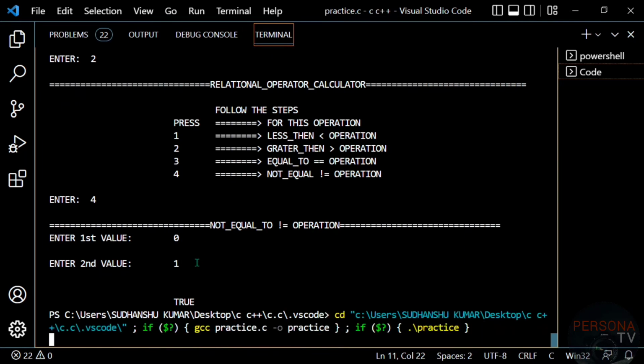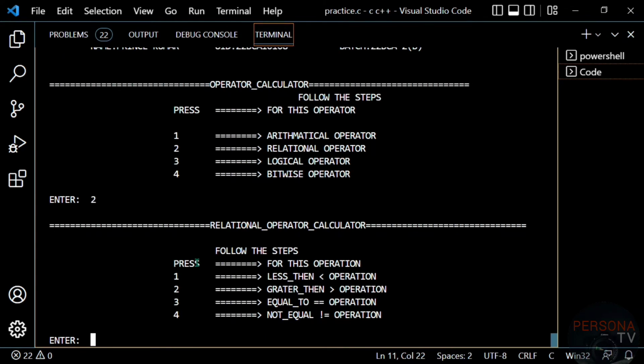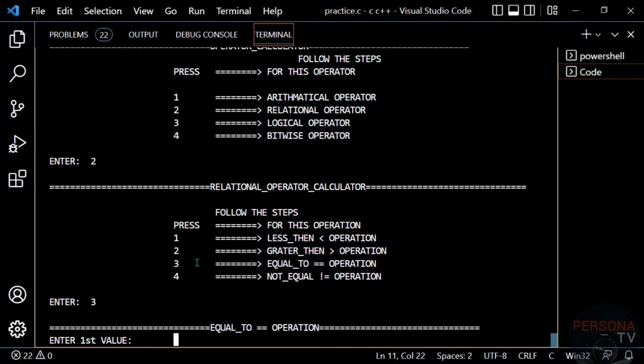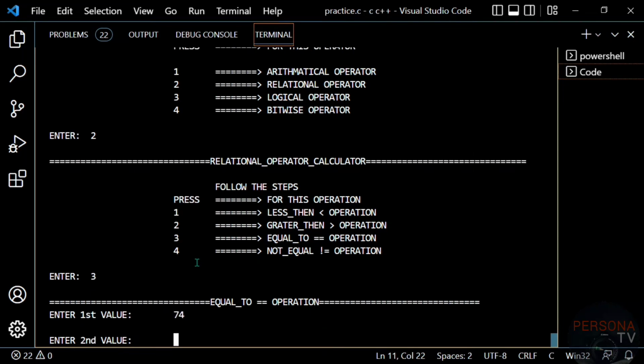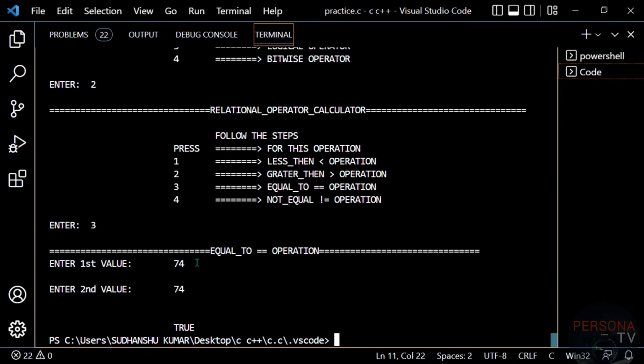Again run this program. I'm going with the third one. Okay. Tell me, compiler, is 74 equal to 74? The compiler says yes, 74 is equal to 74. Alright. I think I have completed it all.